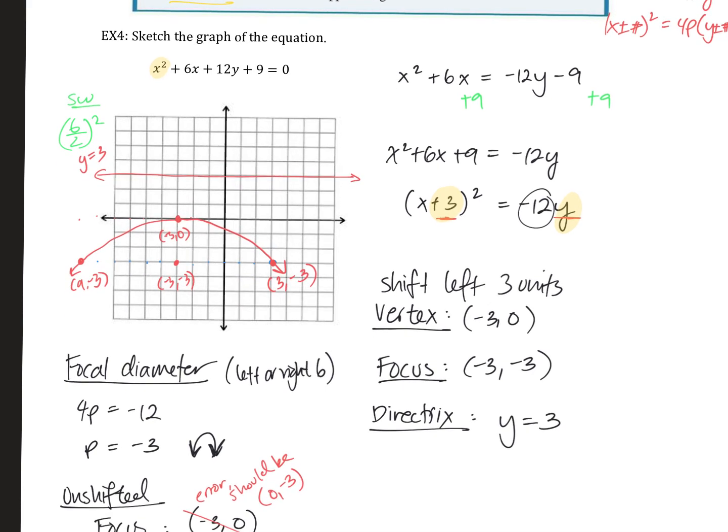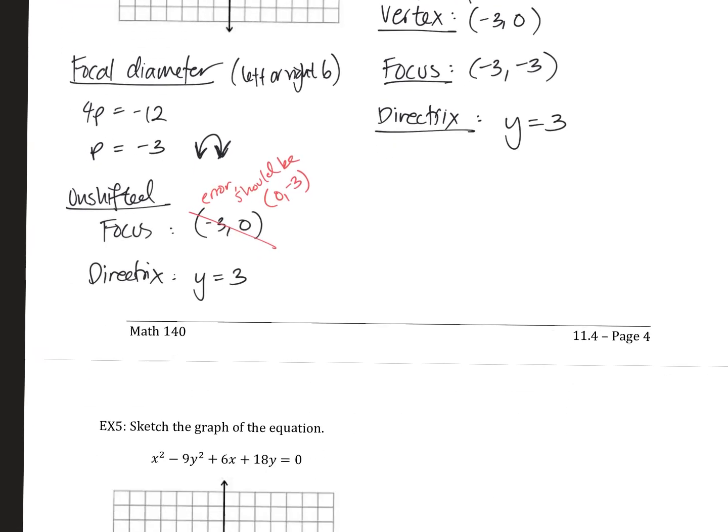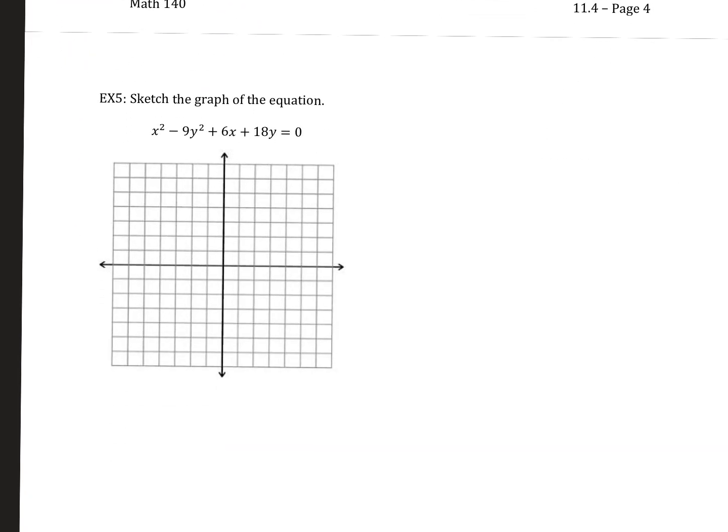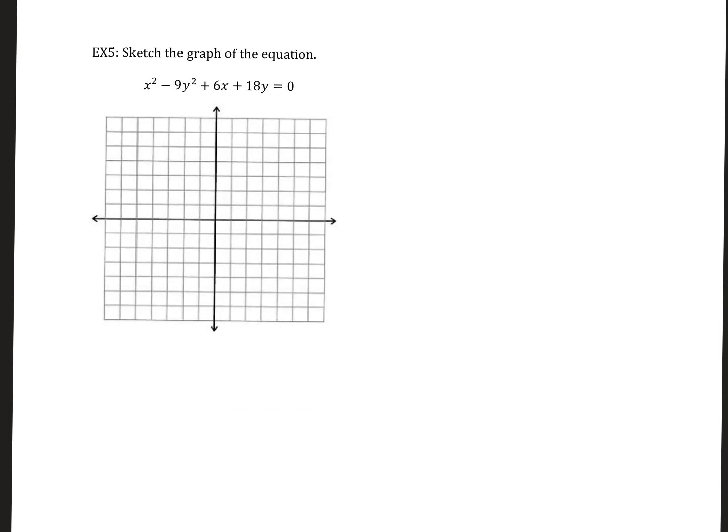Once again, you will not be told what the equation is you're graphing, so you need to decide that in the very beginning before you start finding the information. So now let's look at the last example for this section and for the course. Huzzah! Alrighty, you have made it thus far.